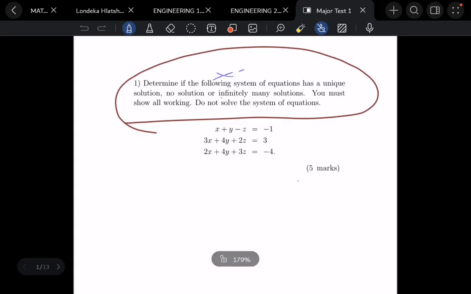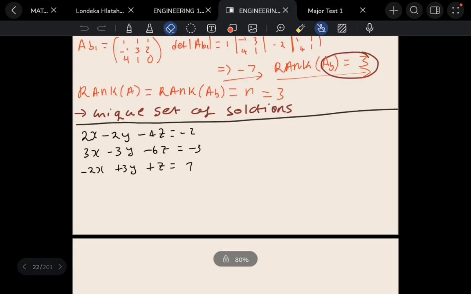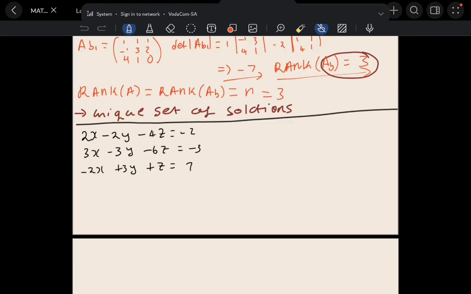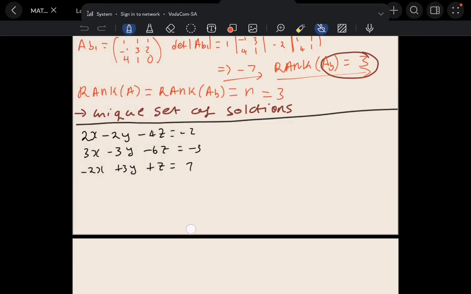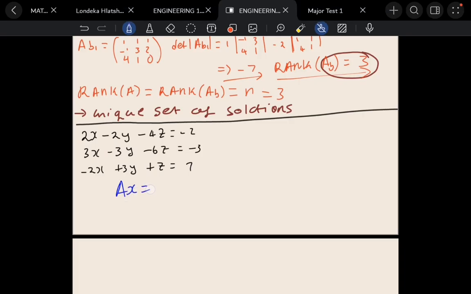The question is still the same. It says determine if the following system of equations has a unique solution, no solution, or infinitely many solutions. You must show all workings, do not solve the equation. So we are going to apply that question here. What is the first thing that you need to do? You need to write the system of equations as an augmented matrix. So I'm going to say first AX is equal to B.